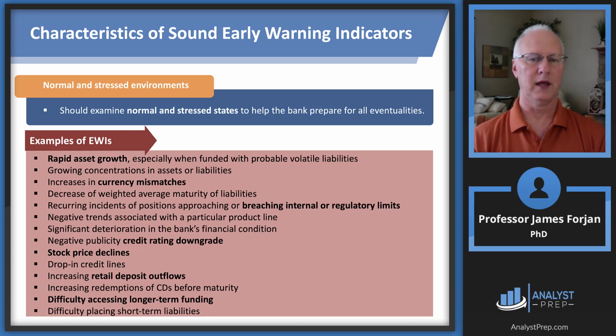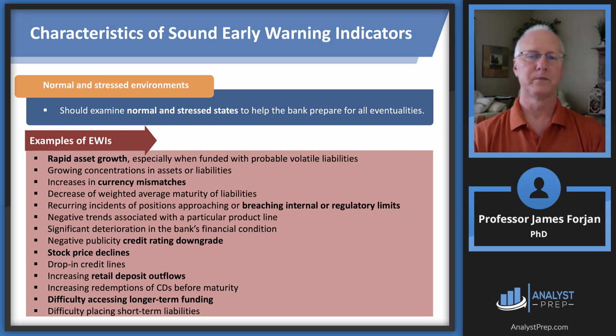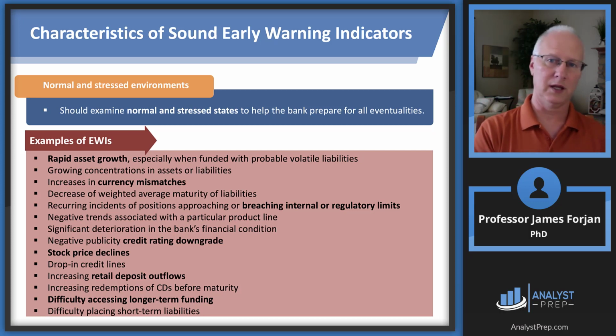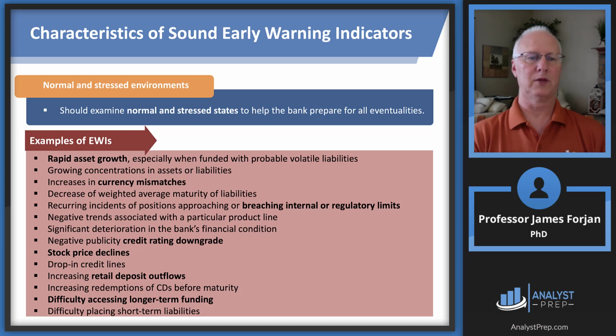I always hate to tell students to memorize stuff, but these things probably are good indicators. And as I'm thinking of good exam questions, I can see a question stem where you're given a bunch of stuff from a financial institution, and then one of these shows up, or two, or maybe four of these show up, and only one is an example of an early warning indicator. So let's think about this. Let me go through these relatively quickly.